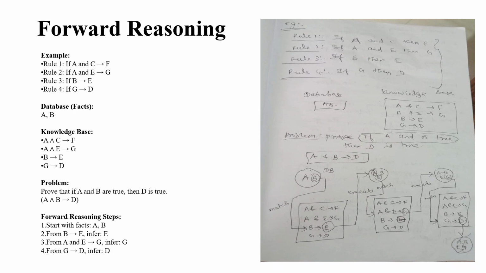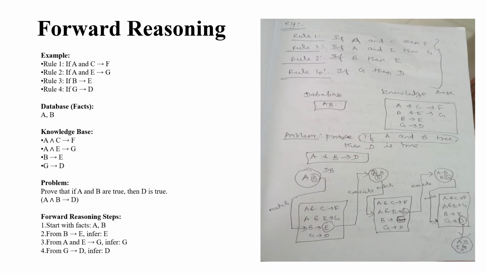Rule 1: if A and C, then we get F. Then A and E gives G. Then B leads to E. And then G leads to D. So these are the rules. After this, we can get this kind of knowledge base representation. How do we make this knowledge base? A and C is an inference rule: A and C gives F, and then A and E gives G, and then B gives E, and then G gives D. This is the knowledge representation of the process.